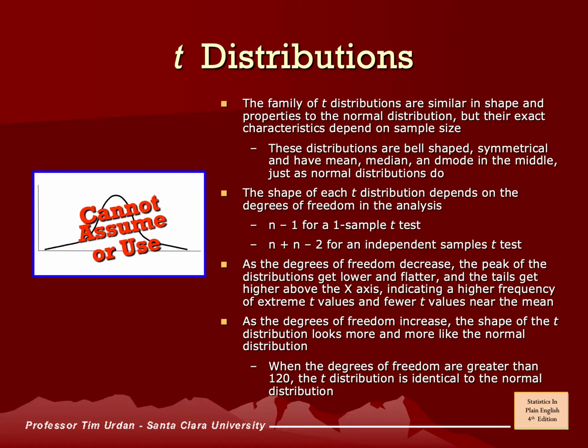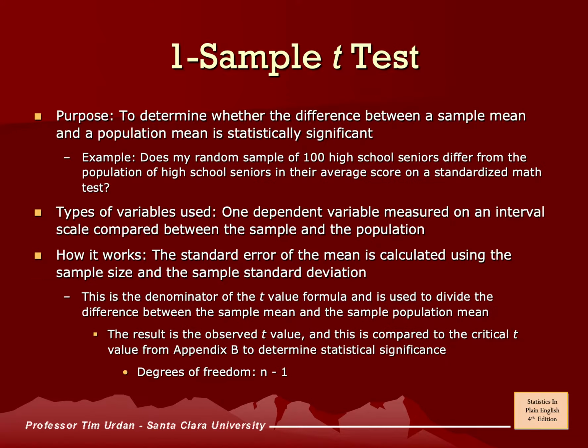A lot of times we use a t-test with a very small sample size, and then as that sample size gets larger, we start seeing it approach the normal bell curve. With a degree of freedom of about 120, we can pretty much say that it is very close to being the normal distribution. So if we are using a t-test, we do try to have a larger sample.